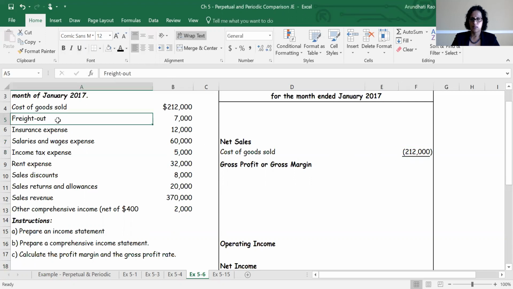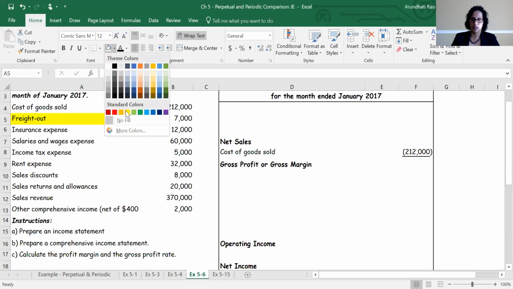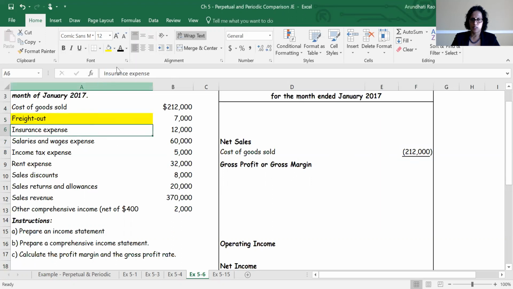Operating expense, once I've done with my cost of goods sold, your other major group of expenses are going to be operating expenses. So I have freight out, which is an operating expense. I'm going to highlight this in yellow. My insurance expense is an operating expense. Salaries and wages expense is an operating expense. Income tax expense is always listed after operating income, so I'll hold off on that for a second.